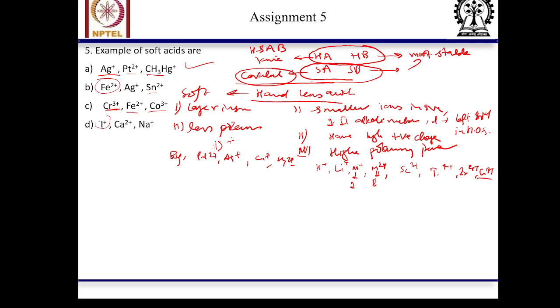This is soft base, this is hard, this is hard. So the correct answer is this.